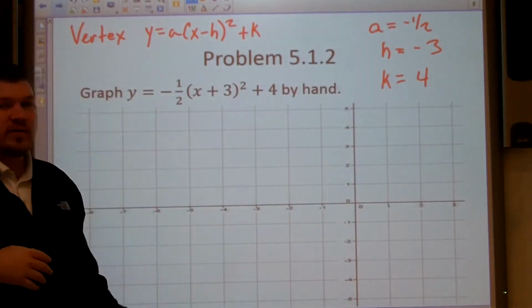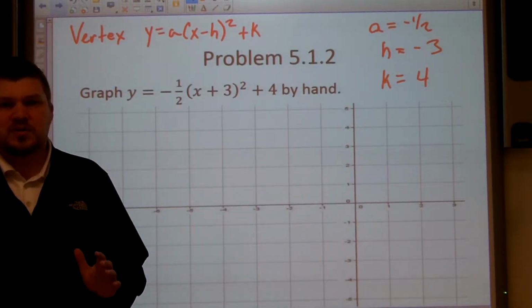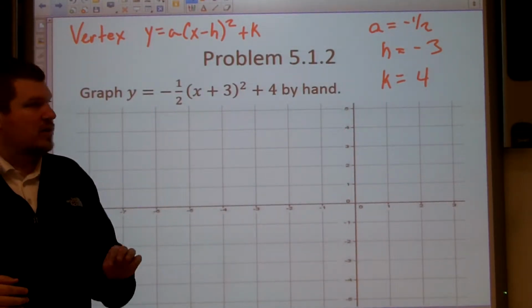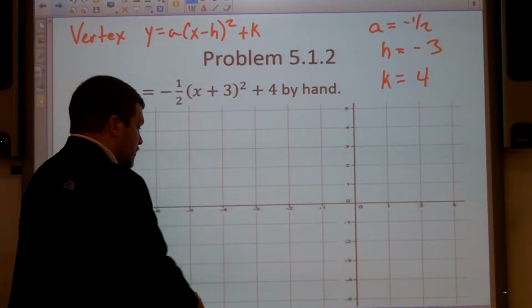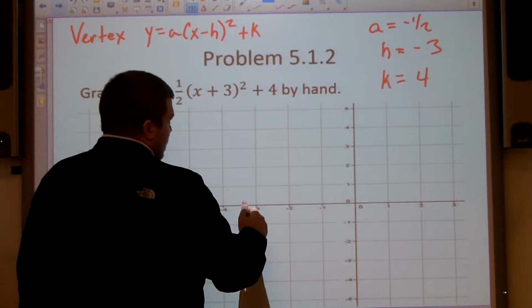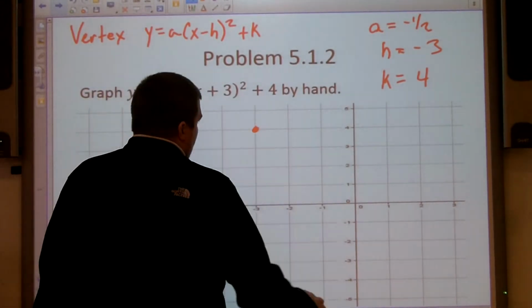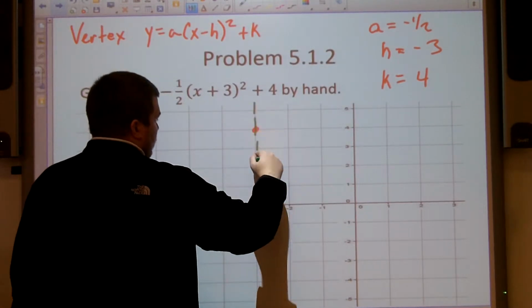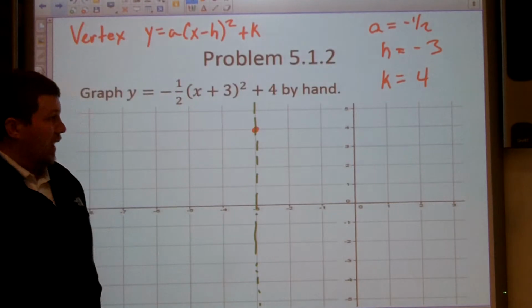Okay, well, first thing, a is negative, so what that means is my parabola is actually going to open down for this particular problem. And I know that my vertex lives at the ordered pair negative 3, comma 4. So I'm going to go ahead and graph that. So negative 3, comma 4, that's my vertex. And I know my axis of symmetry is a vertical line that goes through my vertex. So this is how I'm going to be able to buy one, get one free.